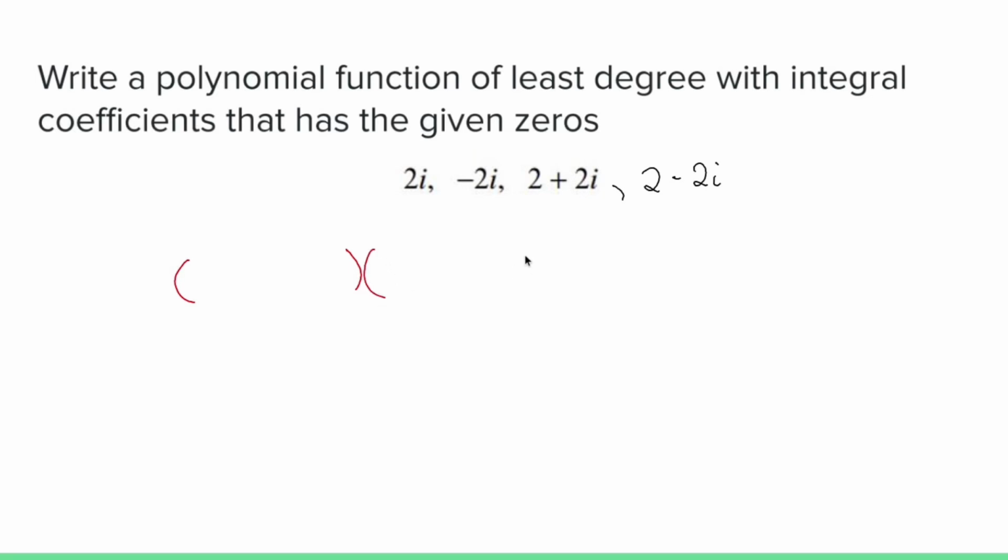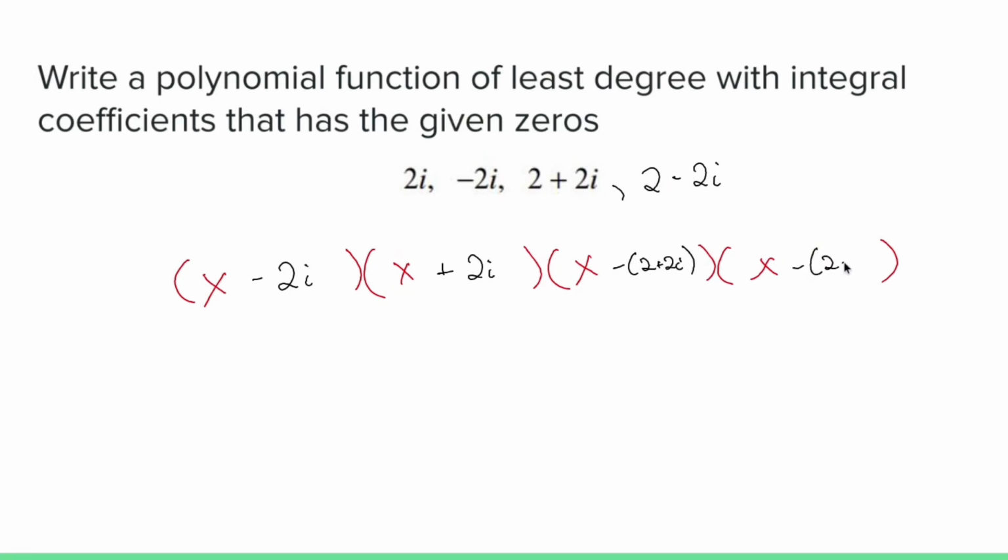Now, whenever we find the original function with the given zeros, we write out our parentheses, and we're going to have 4 of them. Our parentheses are going to have x's in them, like so. And then the numbers that follow are going to be the opposite of what we're given here. So you would have x minus 2i, x plus 2i, x minus the quantity 2 plus 2i, and x minus the quantity 2 minus 2i.